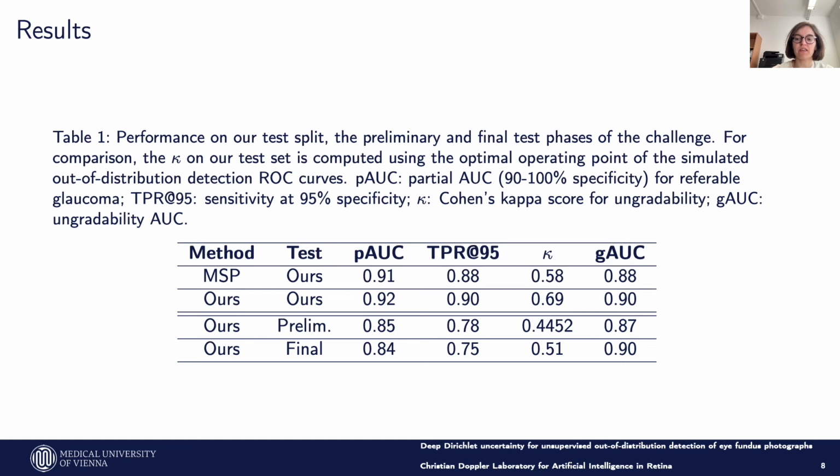Here we show the results of our Dirichlet network and softmax in our development test set and also in the final test set of the challenge. Both networks have similar classification performance, but Dirichlet has higher kappa for ungradability assessment, suggesting its superiority for OOD detection. The performance dropped slightly from the development set to the final test set, as can be seen here in the table.